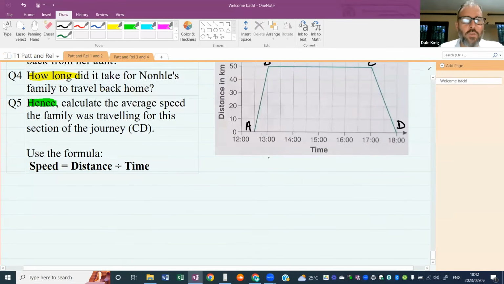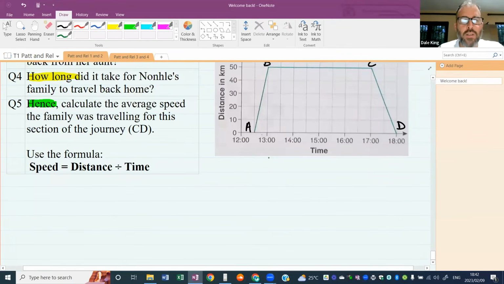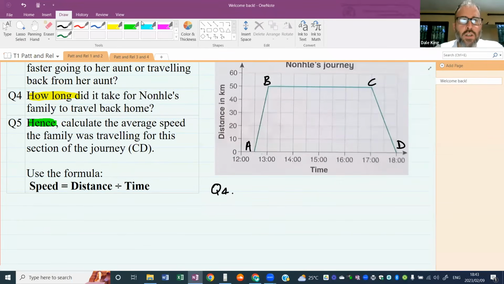Okay, so for question 4, we need that information in question 5. So let's just do question 4 quickly. Okay, so for question 4, they say, how long did it take for Naughty's family to travel back home? So we first got to understand which section is the travel back home section. So who would like to help me with this answer for question 4? Anyone want to raise their hand and speak to us tonight? Tell us about question 4 and how they got their answer.